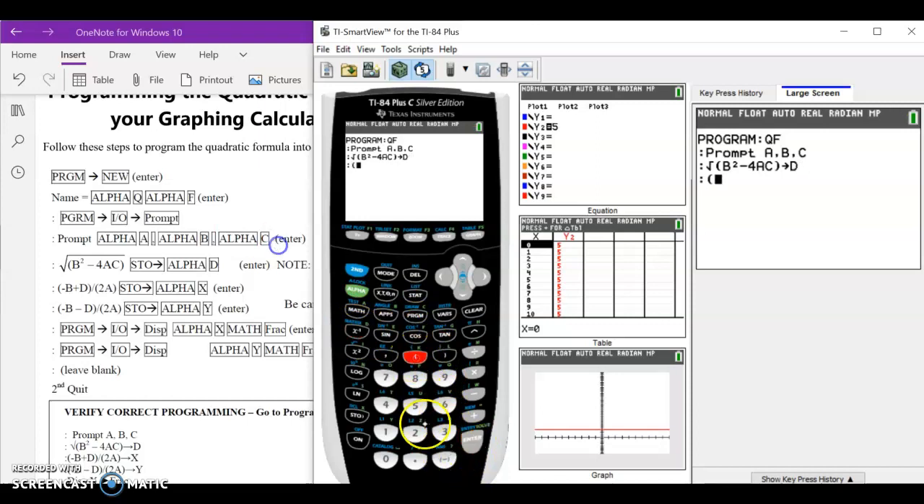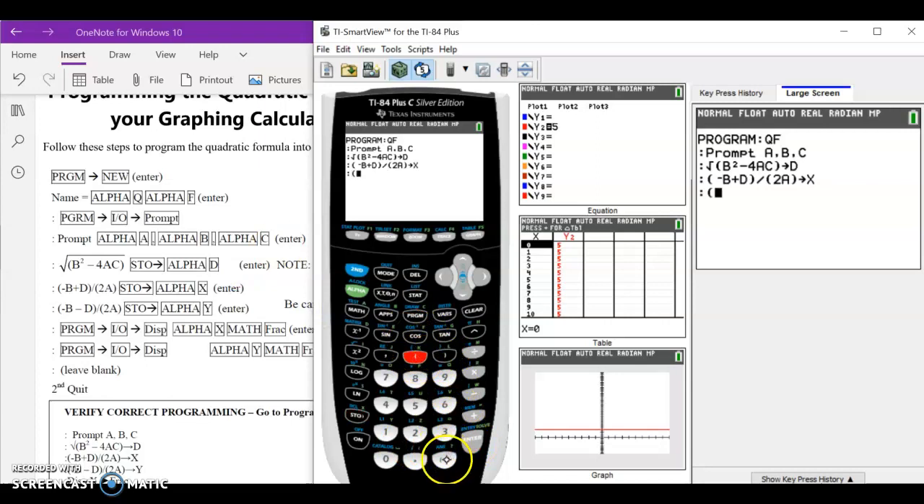Then what we're going to do is go ahead and do negative B. Make sure you hit negative B, not minus B. And then plus D. So we're doing negative B plus the square root of our discriminant, all divided by, and you do need parentheses here, 2A. This you're going to store for your X variable.